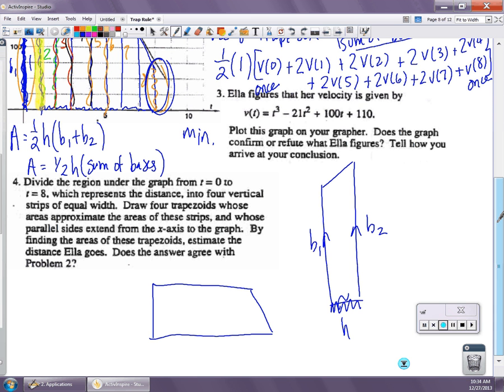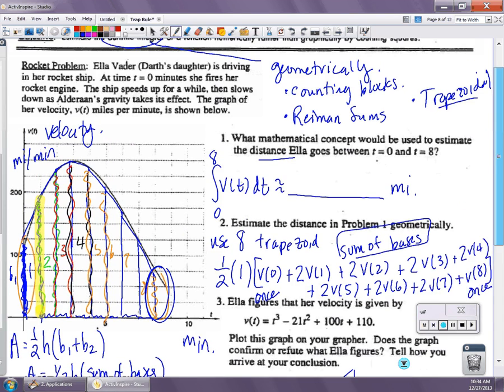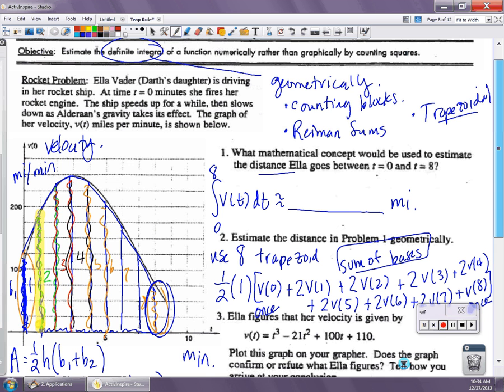All right, so now I wasn't paying attention. They suggested that we use 4 trapezoids. We decided to use 8. It doesn't really matter. Again, I said the more the better approximation, but we could have used 4. We could have used more. But the big idea with the trapezoidal rule is that you're just using trapezoids instead of rectangles or counting blocks to approximate a definite integral.